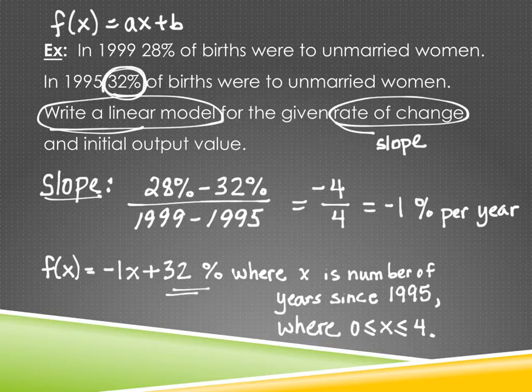That doesn't mean x couldn't be 5, or even negative 2. It just means that if we go outside of the 0 to 4, the answers we're getting may not be as accurate. We don't know how accurate they would be. But if we're between 0 and 4, we're going to be pretty accurate. Okay? Any questions on this one?